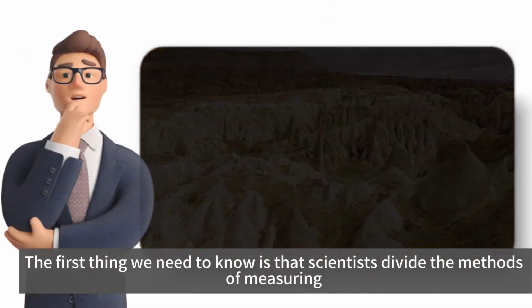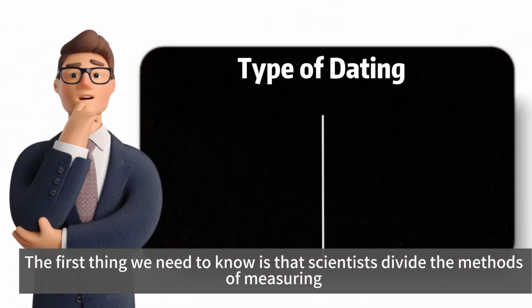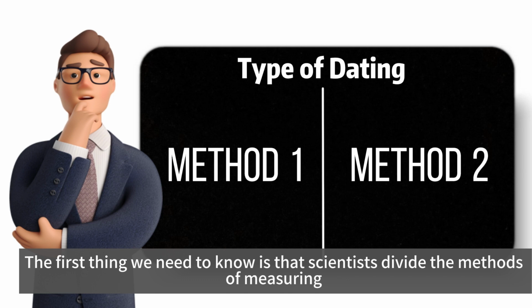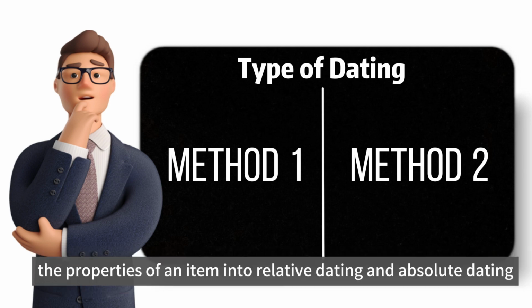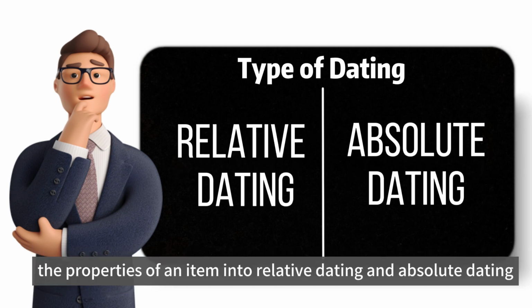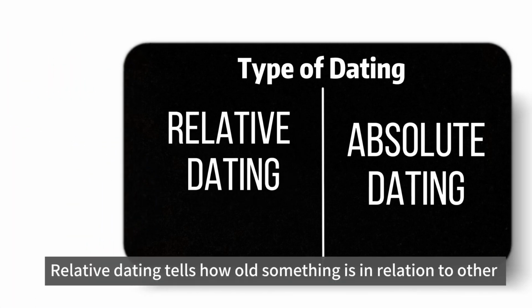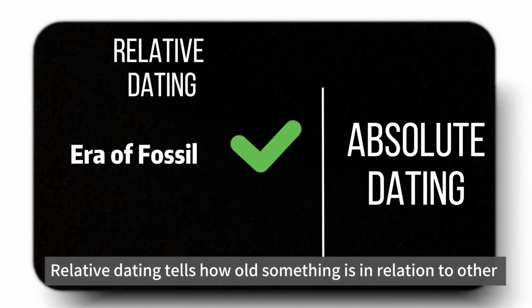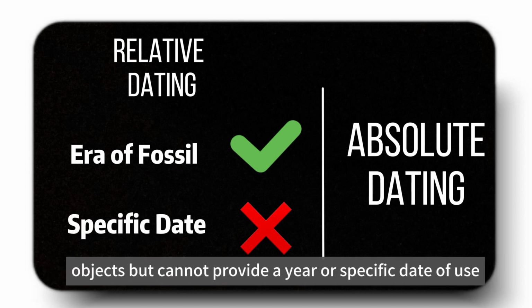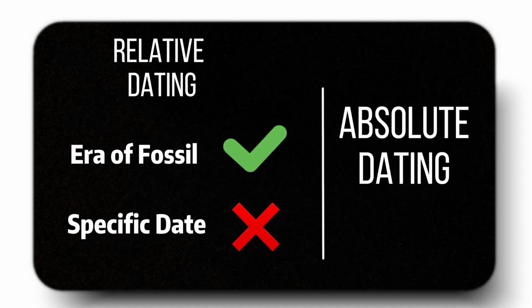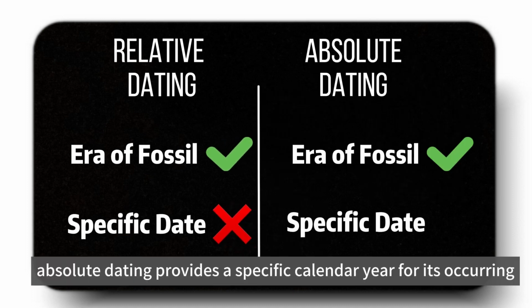The first thing we need to know is that scientists divide methods of measuring properties of an item into relative dating and absolute dating. Relative dating tells how old something is in relationship to other objects but cannot provide a year or specific date of use. In contrast, absolute dating provides a specific calendar year for its occurring.